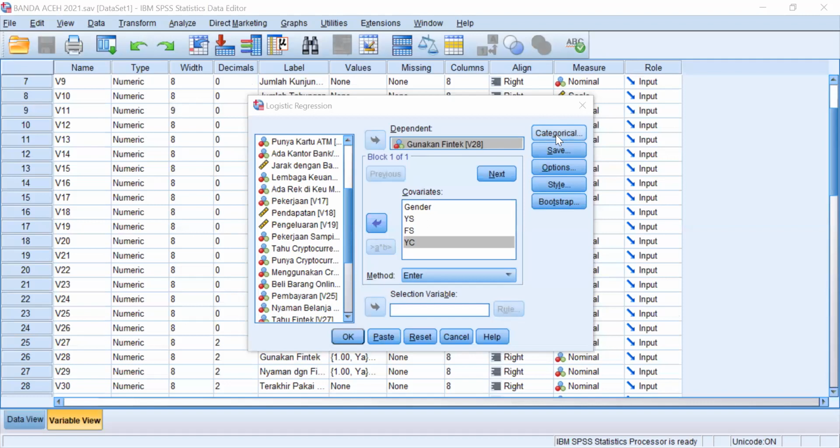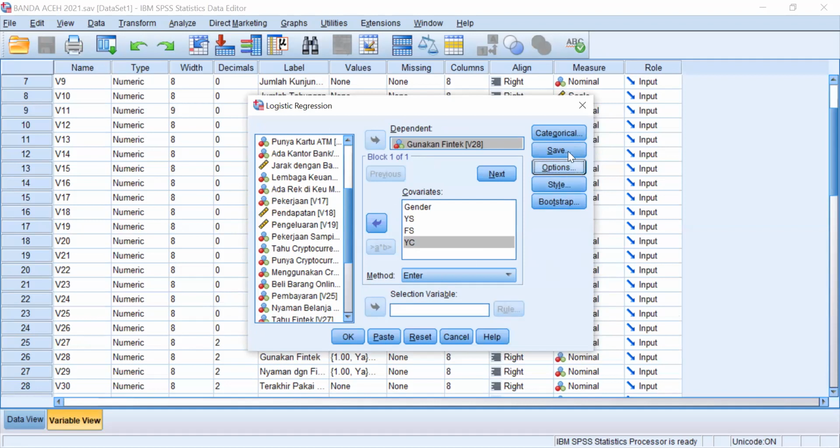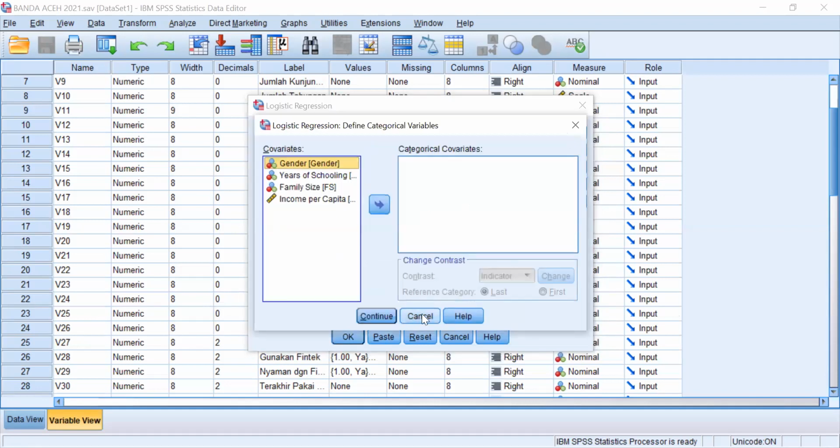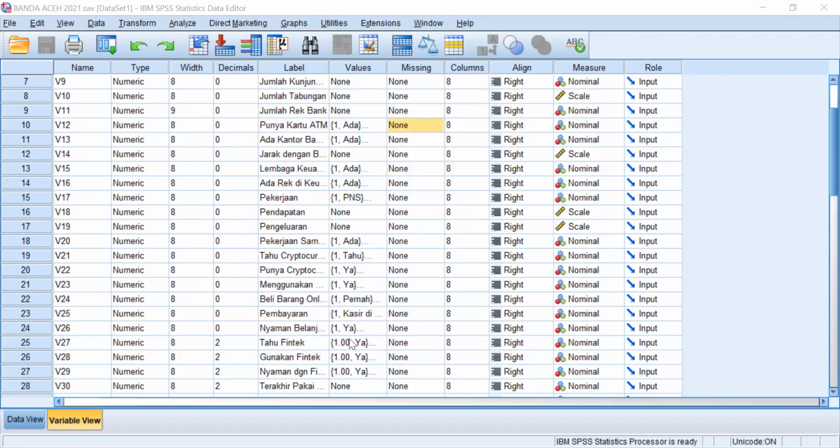If you choose the options here, for example, you can take the correlations of estimates, iteration history, and confidence interval for beta. Continue here. Categorical, we don't have categorical variables here, so continue. Okay, the dependent variable has more than two values, or missing value. Sorry, we have to rerun again.